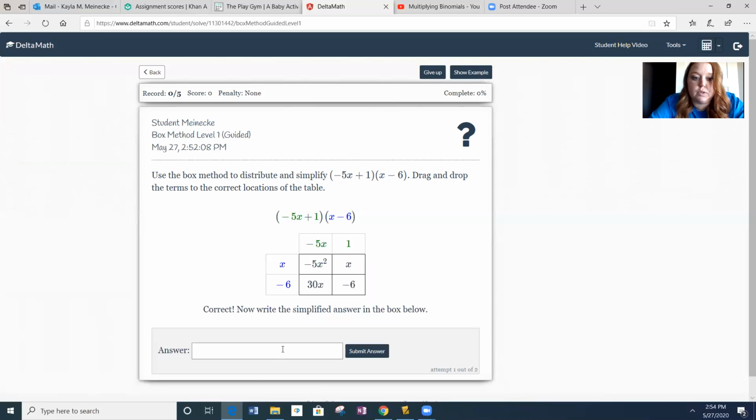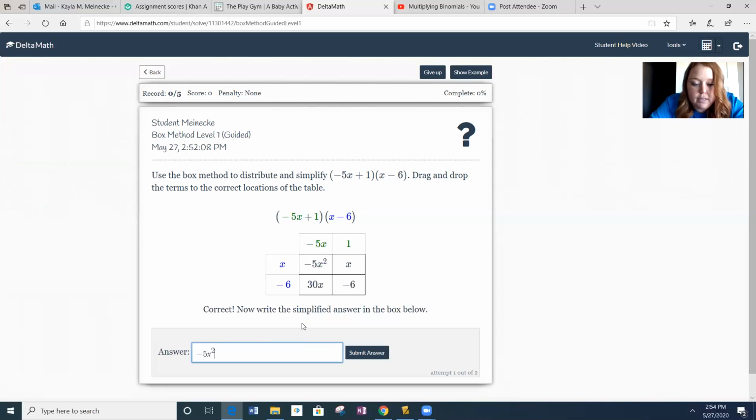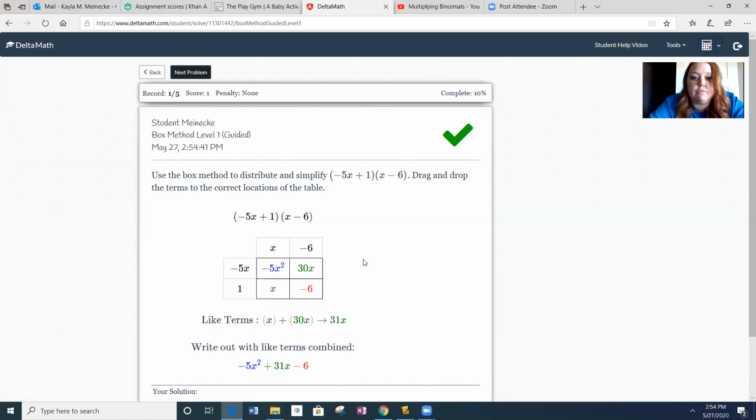Now write the simplified answer below. Simplified means we need to combine like terms. The negative 5x squared doesn't have any other x squareds to go with it, so I'm going to copy that down. Then the 30x and the x can go together. 30x plus 1x is 31x. Plus 31x, and then the negative 6 doesn't have anything to combine with it, so we just drop it in. My answer is in standard form, which means highest power to lowest, what I want. So I'm going to hit submit. Cool.